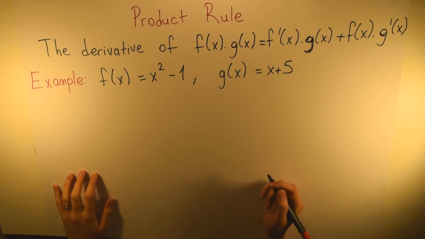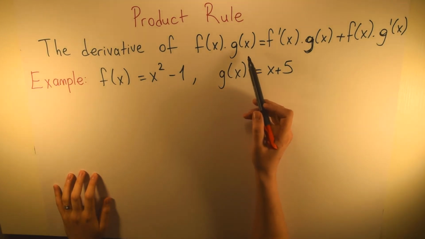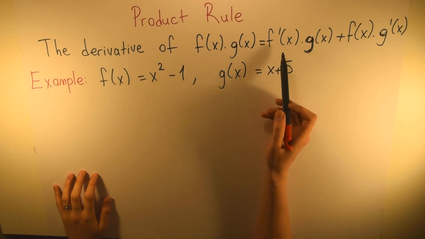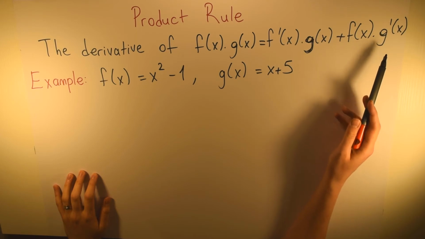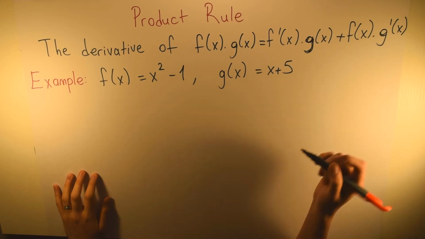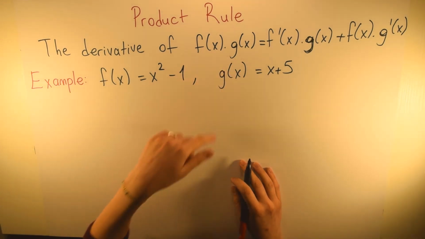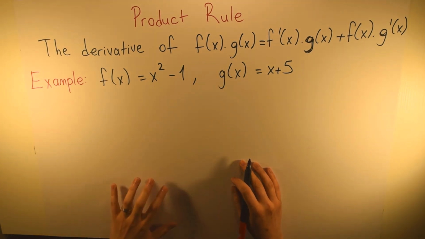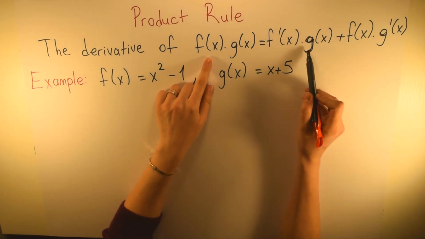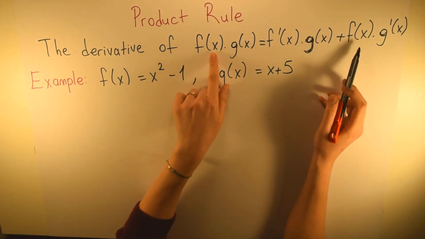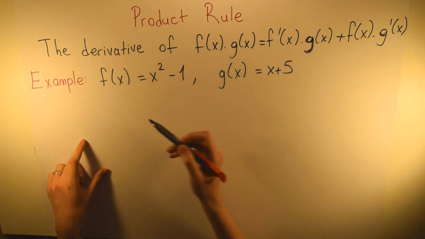Let's continue with the product rule. Here we have the derivative of f of x times g of x is equal to f prime x times g of x plus f of x times g prime x. So when you multiply these two functions and want to take its derivative, you first take the derivative of the first one times the second one, plus the first one times the derivative of the second one.